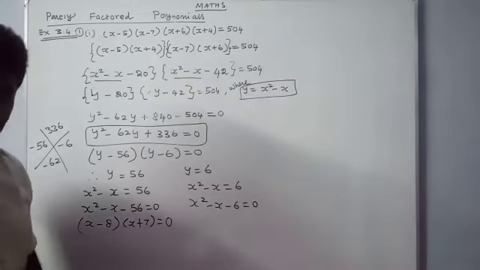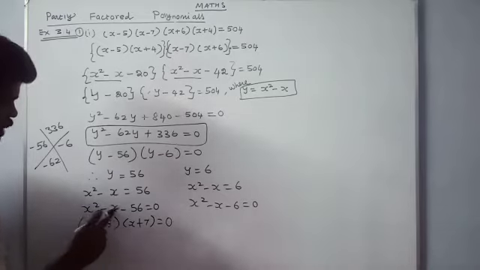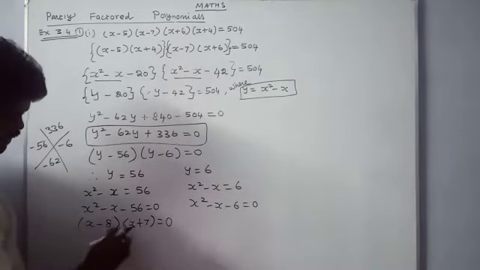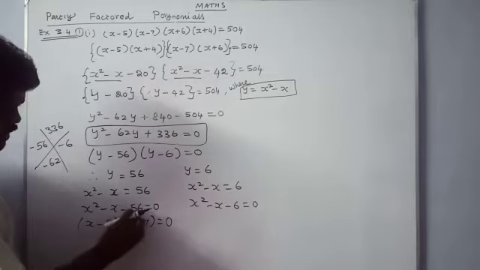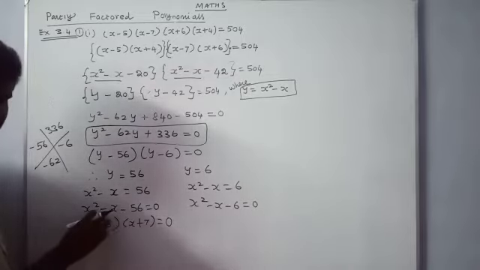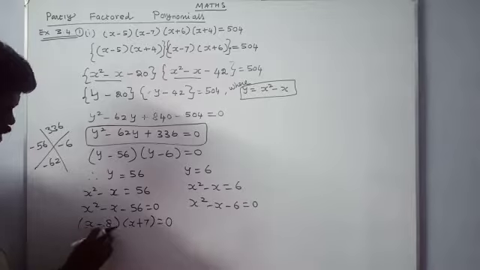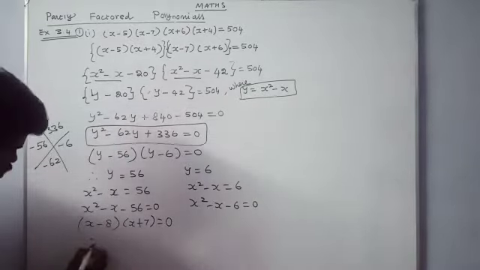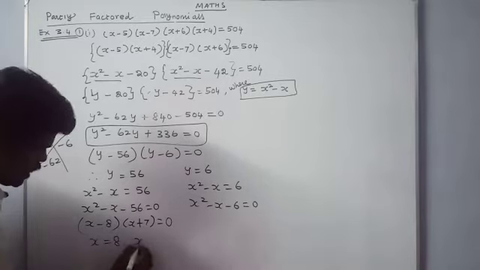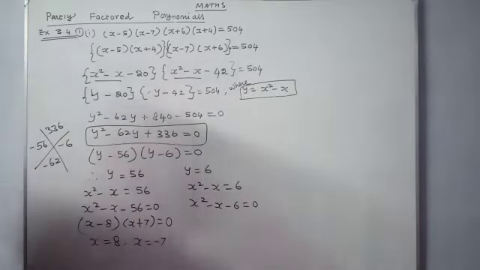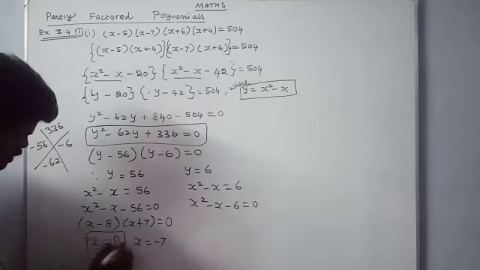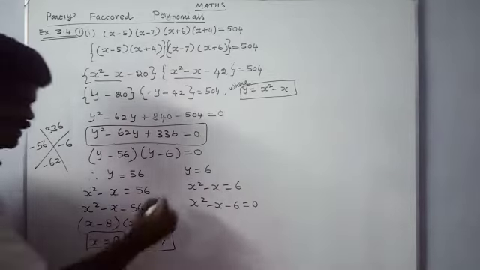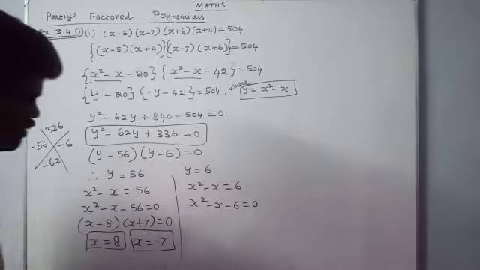Here we want to find the signs, because x² − x − 56 = 0 means multiplying 8 into −7 gives −56, and here −x is there. So (x − 8)(x + 7) = 0 is the correct factorization. Now x = 8, x = −7 are the two roots of this factor, and one more factor is there.